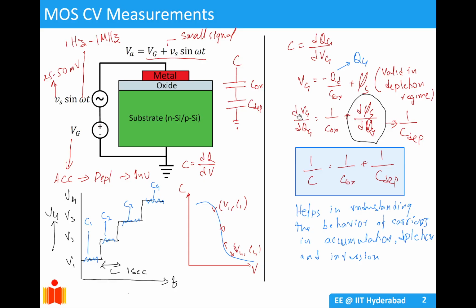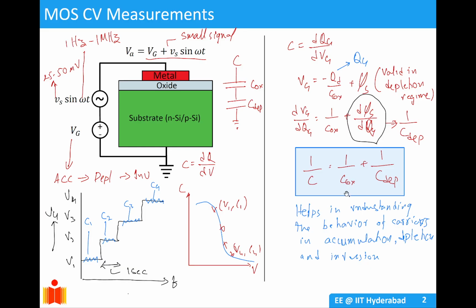Now you can differentiate with respect to Q again. So it will be dVg by dQg equals 1 by Cox plus dphi s by dQg, and this we know is your depletion capacitance, where depletion capacitance is dQ by dphi. So you get your net capacitance as 1 by C equals 1 by Cox plus 1 by C depletion.